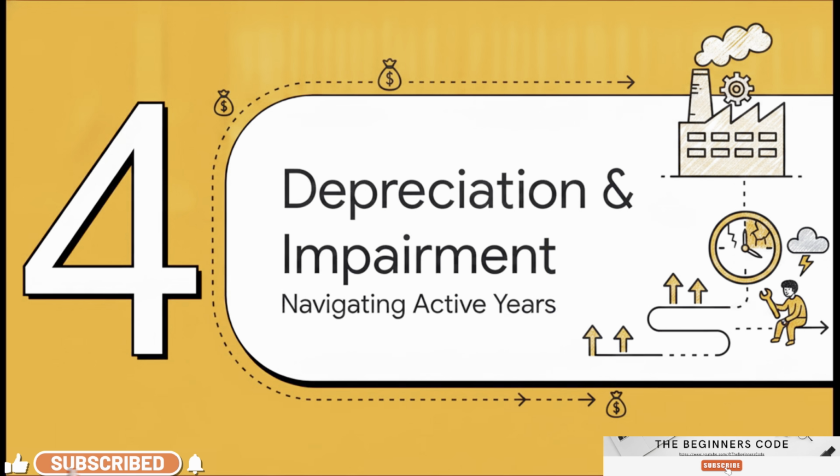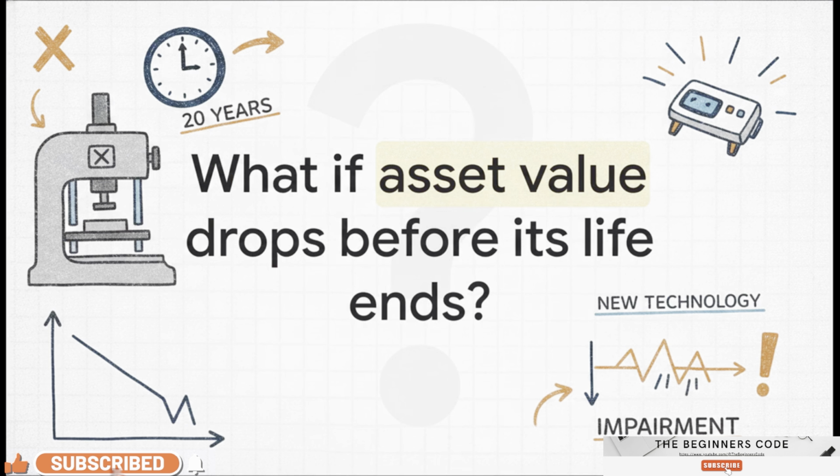Wild, right? All right, part four, midlife. We are navigating the active years with depreciation and impairment. So once the asset is up and running, we face a pretty critical question. What happens when an asset's value suddenly drops before its useful life actually ends? You plan for this machine to last 20 years, but 5 years in, some fancy new technology comes out and makes it completely obsolete. We have to pivot away from the routine, predictable math of daily depreciation and deal with the high-stakes reality of impairment.